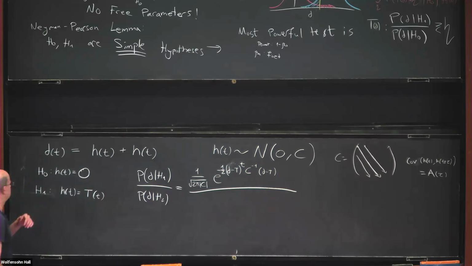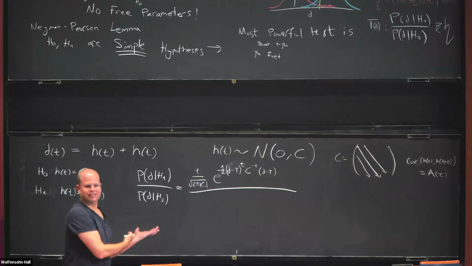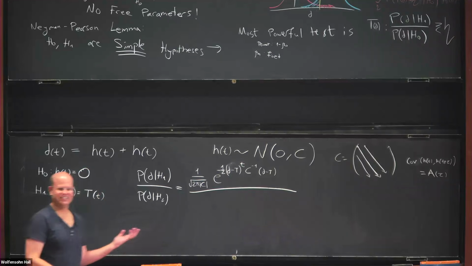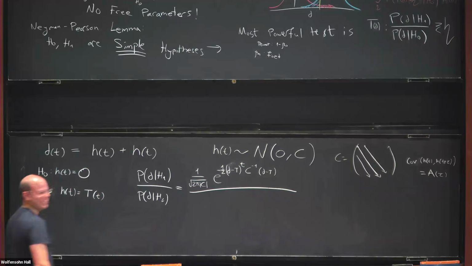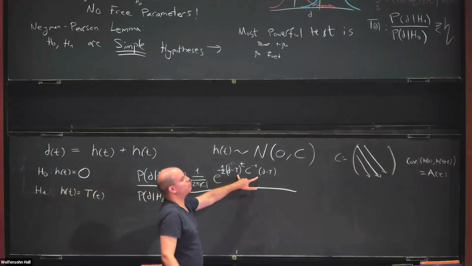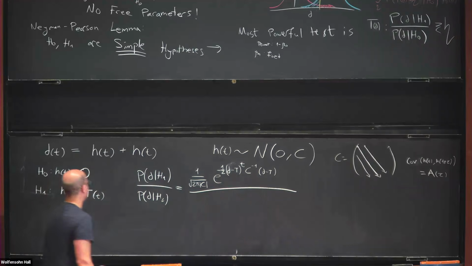You should explain your notation for the determinant of C. Yes, it's the determinant of C. What was the question? There was another question? No? Okay, so why is this the likelihood or the probability of the data given H1?